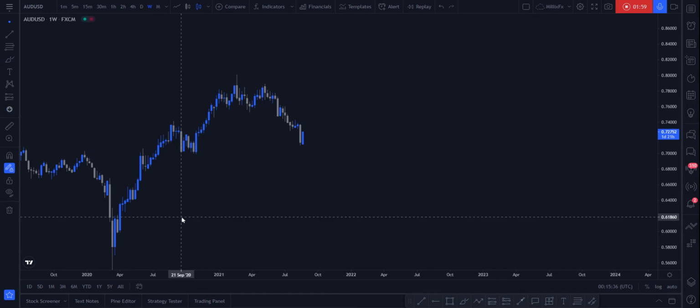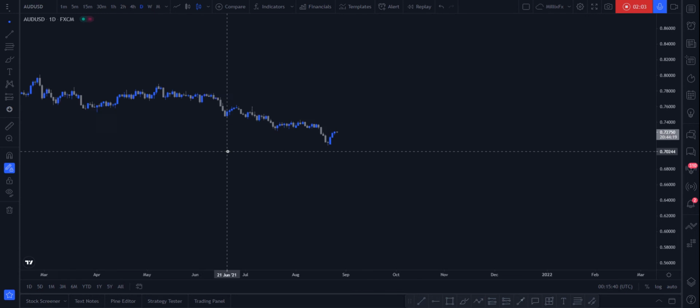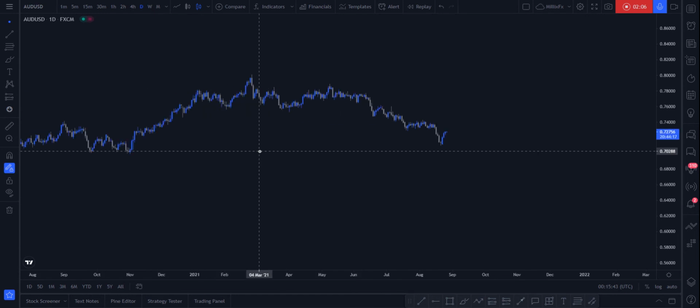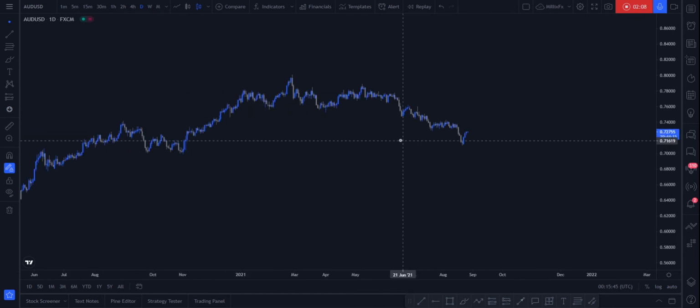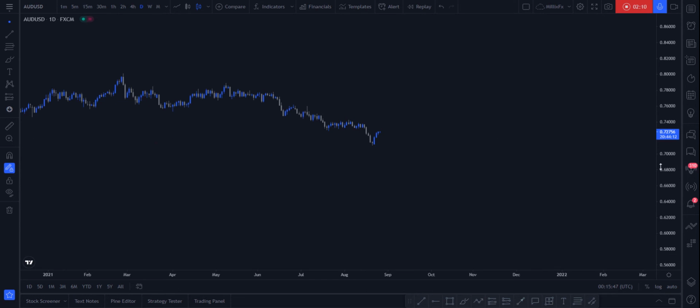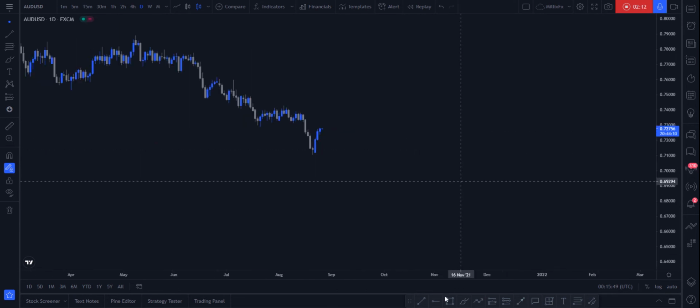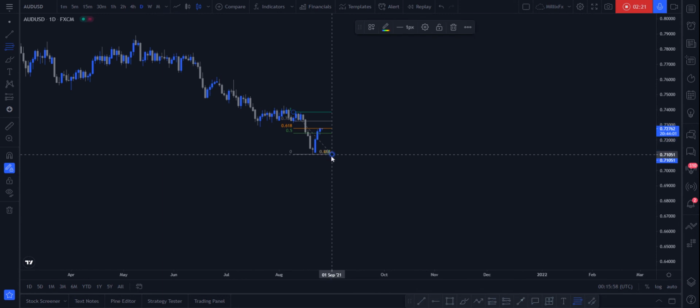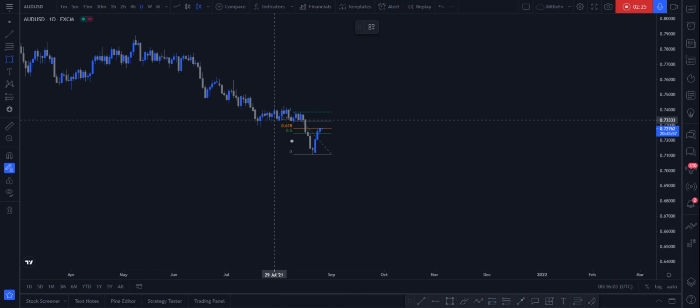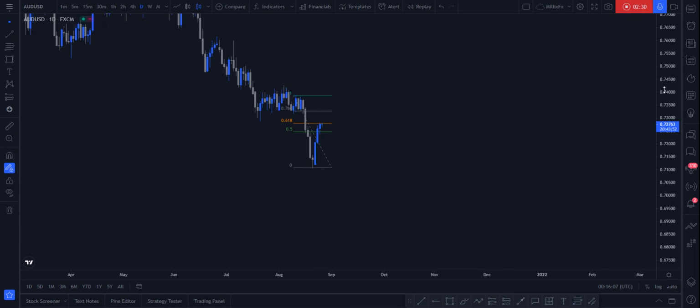So let's go to the daily time frame. On the daily time frame, price is currently giving us a correction, and it has retraced almost 50% of the impulse. To check your impulse, just take your Fibonacci and click on the high of the day to the low of the day. You can see price has already tapped into our 50% fib level.